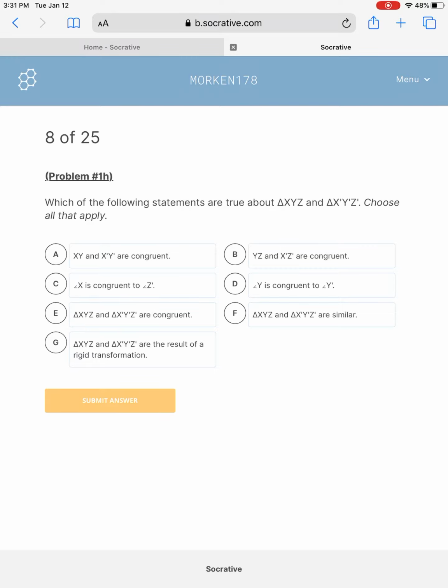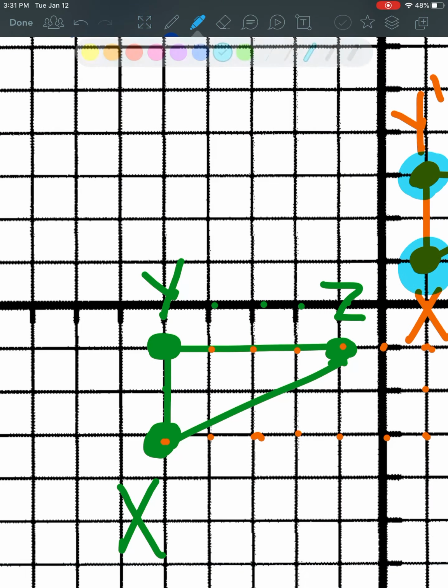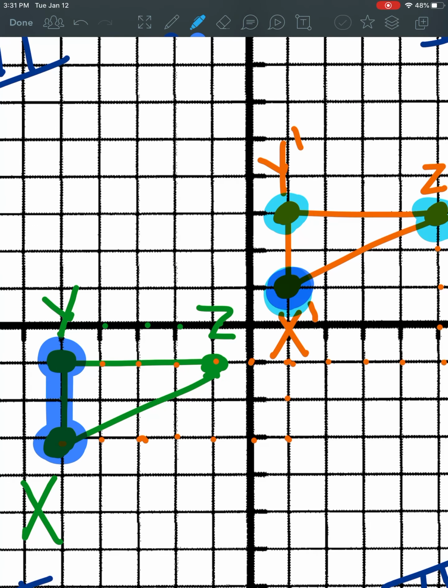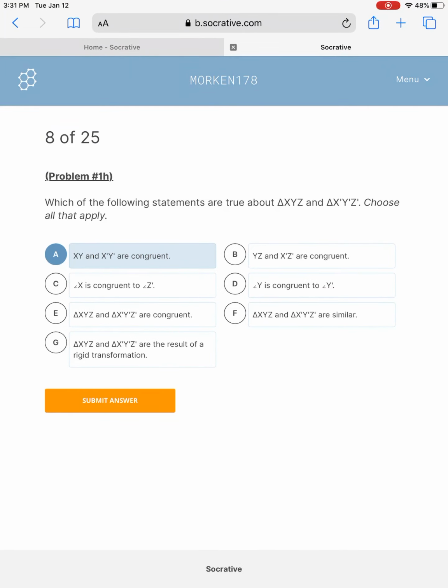We're going to choose all that apply here, all the true statements. So X, Y, and X prime, Y prime are congruent. So look at X, Y. We're looking now at line segments. So X is here to Y, this line segment. Is it identical to X prime to Y prime? They're both 2, they are congruent. Notice our shape did not change at all. It's the exact same shape. So all of the angles are the same, all of the side lengths are the same, the perimeter, the area, none of that changed. They're congruent.